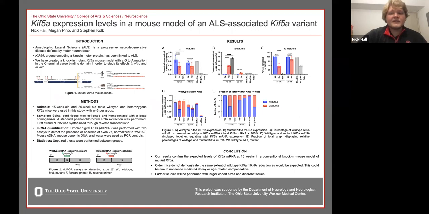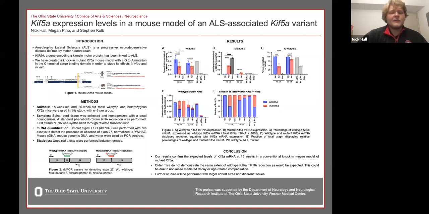Panel C shows the percent inclusion of exon 27, calculated as wild-type Kif5a divided by total Kif5a. Panel D reflects total Kif5a expression with the wild type isoform in blue and the mutant isoform in red. Panel E displays the same information as in D, adjusted to a total of 100% to directly compare the expression ratios between the groups.